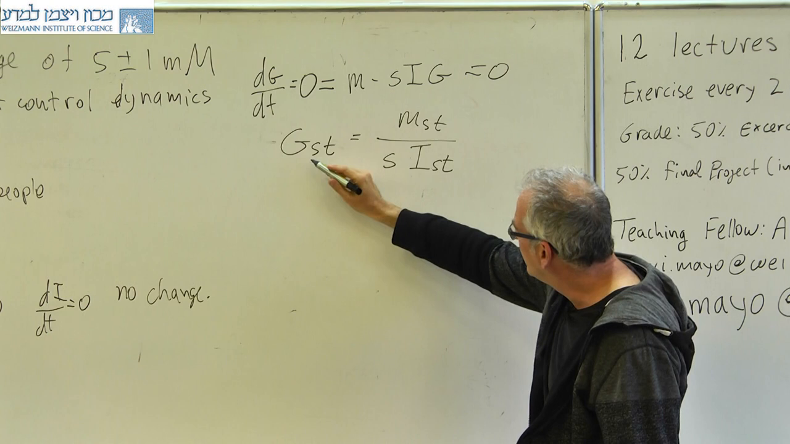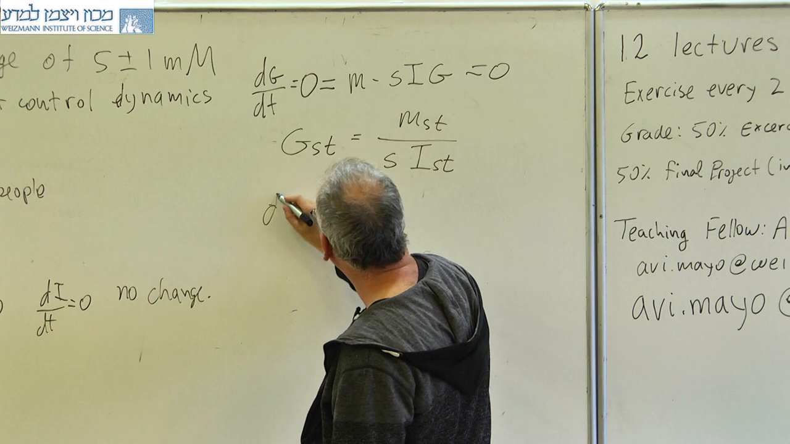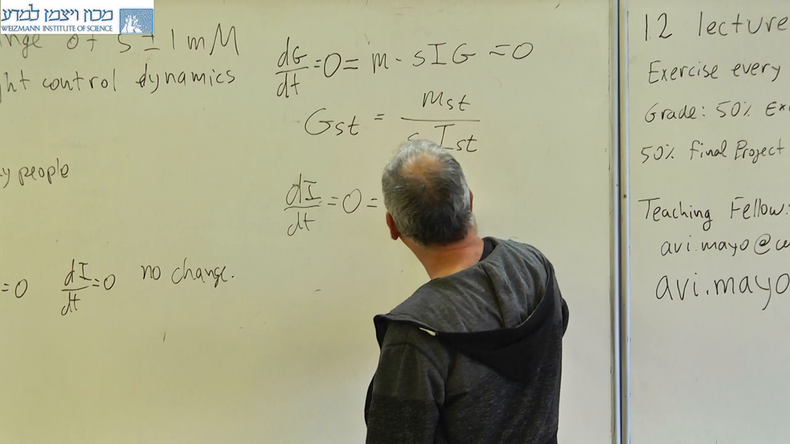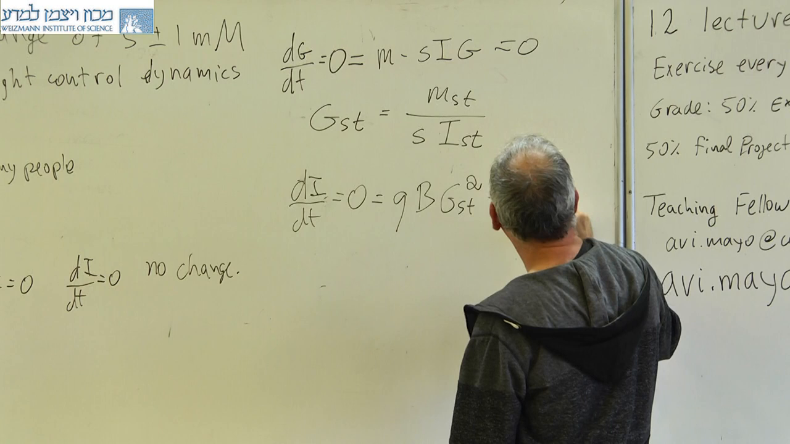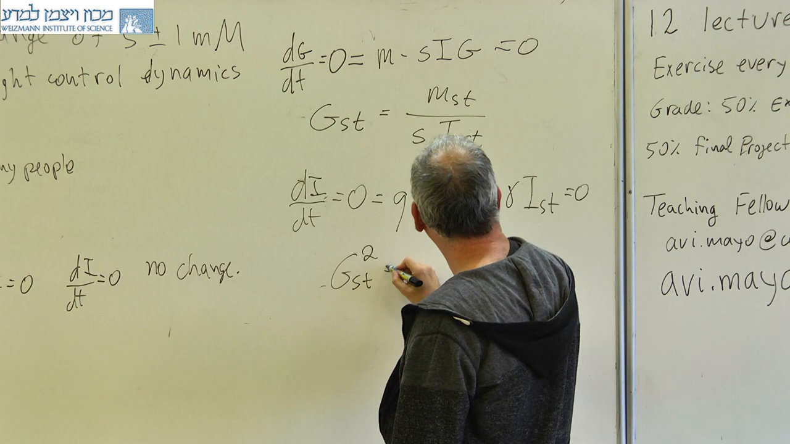What about I steady state? So we do dI/dt equals 0. That means that Q_B G steady state squared minus gamma I steady state equals 0. The solution for that is G steady state squared equals gamma I steady state divided by Q_B.